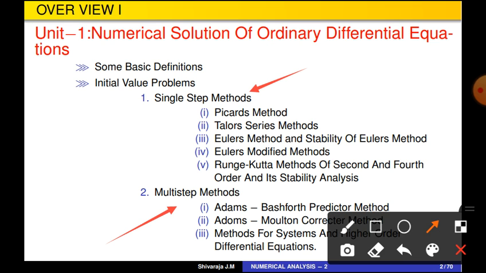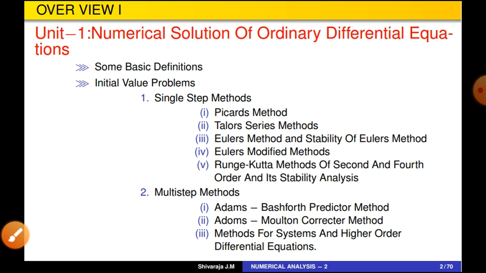In the single step methods, there are five methods. The first one is Picard's method, then Taylor series method, Euler's method, Euler's modified method, and Runge-Kutta method. In the multi step methods, only three methods are there: Adams-Bashforth and Adams-Moulton methods, and methods for systems and higher order differential equations. Okay, so now let us see some basic definitions.